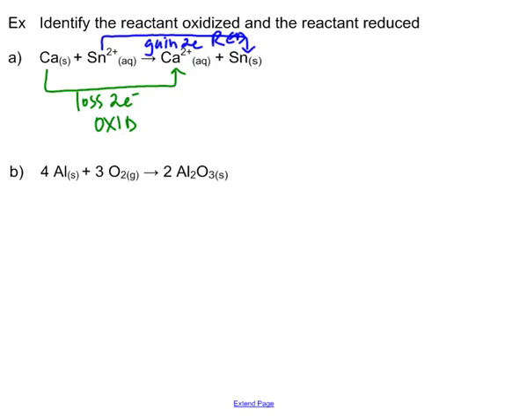Let's do the second example, same idea. Aluminum went from solid aluminum to aluminum with a 3+ charge. In order to do that, it had to lose 3 electrons.